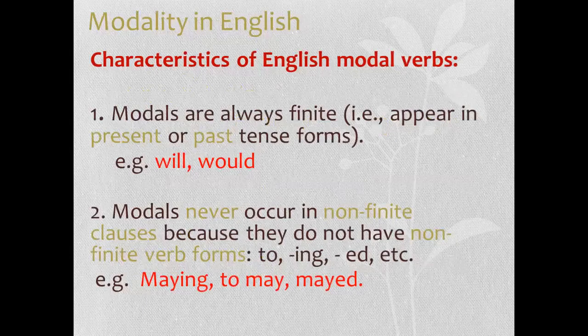Modality in English, the characteristics of the modal verbs: modals are always finite. For example, they appear in present or past tense forms. Here are some examples, will and would. Will is a present form, would is a past tense form.